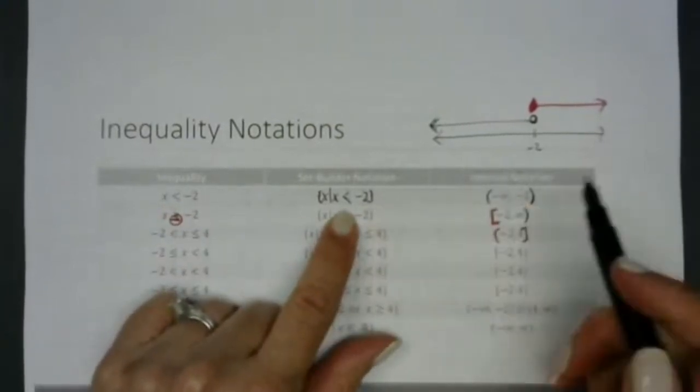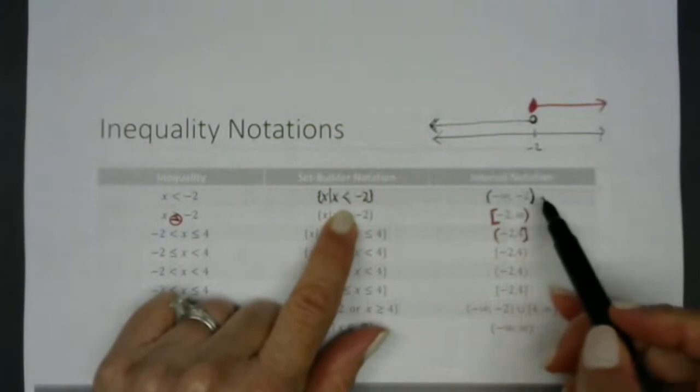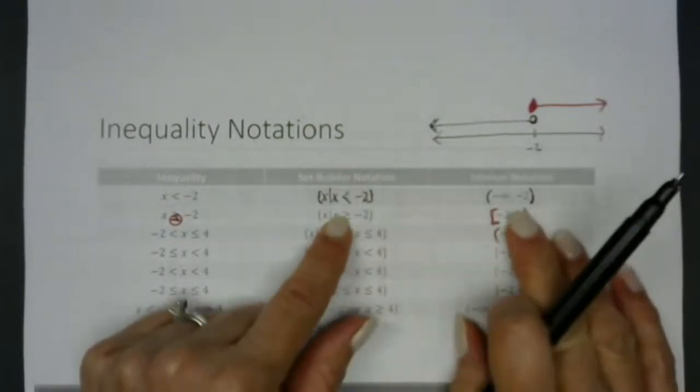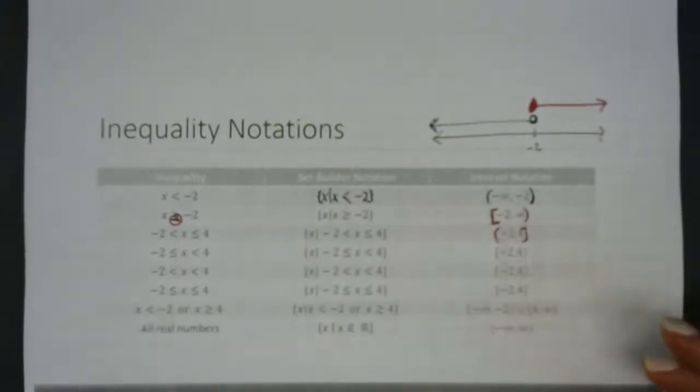In interval notation, we would say -infinity to -2. Okay? Different ways of expressing the same thing. And this is typically how we would describe a domain or a range of a function. Right?